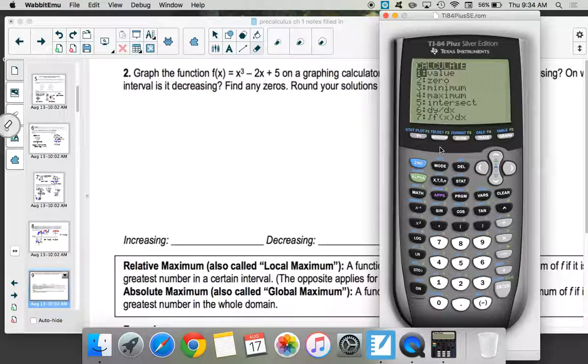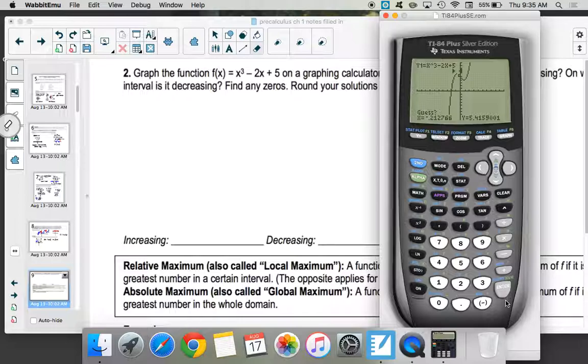So we want to find the maximum point. We want to find how high it goes to, and it will give us the x value and the y value. We're going to use the x value. So I'm going to go down to maximum, number 4. You can arrow down to 4, or you can just hit the number 4. It should say left bound, right bound. What that means is I want to get on the left side of what I want. I'm going to arrow over until I'm on the left of that bump, and then I hit enter. Then I get on the right side of that bump, and I hit enter. And then it says guess.